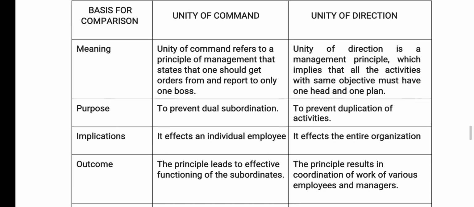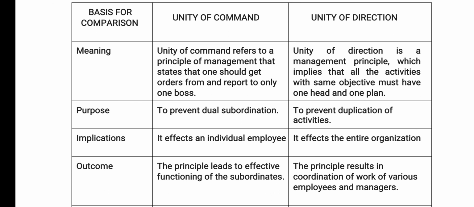So I will tell you the basic difference between unity of command and unity of direction on the basis of comparison. First, the meaning. Unity of command refers to the principle of management that says that one should get orders from and report to only one boss, whereas unity of direction states that all the activities with the same objective must have one head and one plan.